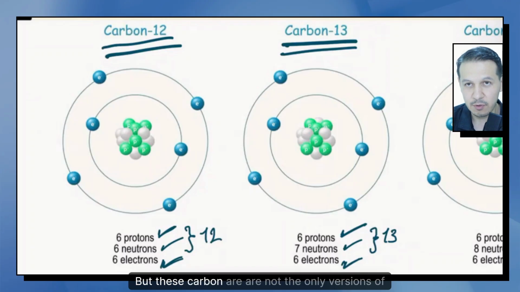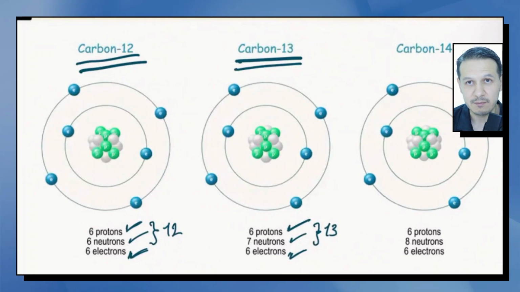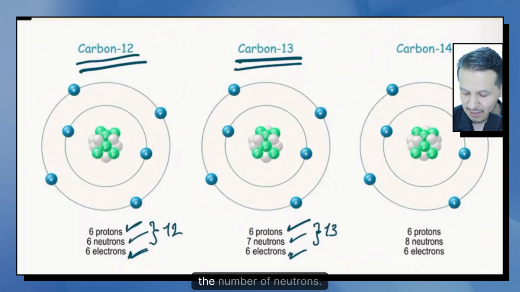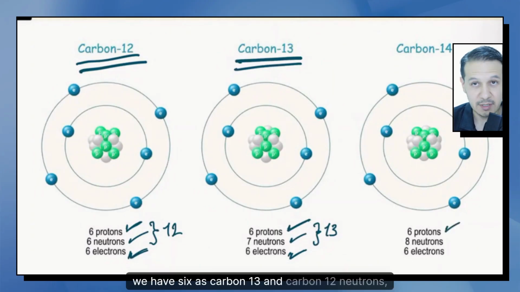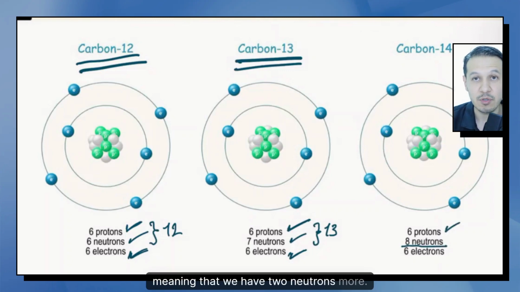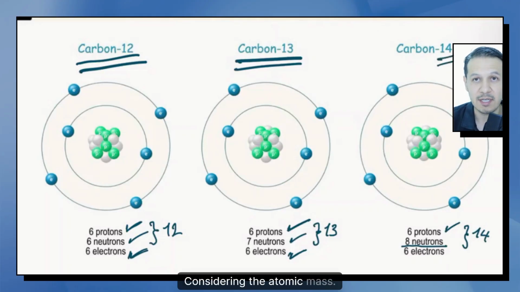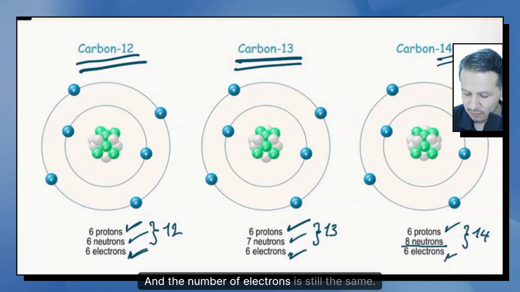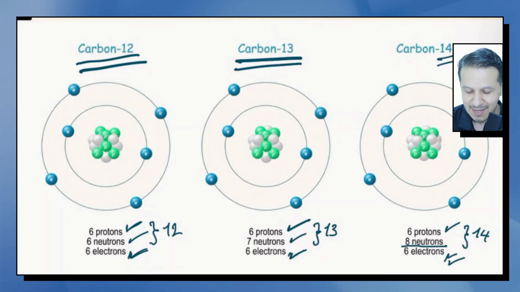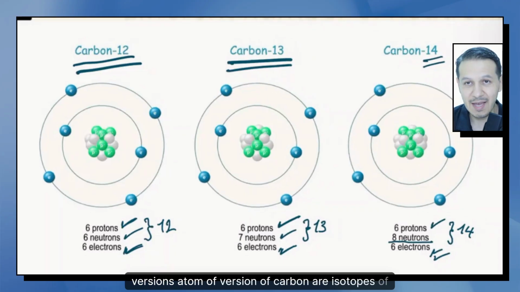But these are not the only versions of carbon. We have another one, carbon 14. What is the difference? Again, the number of neutrons. If you see protons, we have 6 as in carbon 13 and carbon 12. Neutrons, we have 8 in this case, meaning that we have 2 neutrons more. If you add 6 and 8, it will be 14. That's why it's carbon 14, considering the mass number. And the number of electrons is still the same. These 3 versions of carbon are isotopes of carbon.